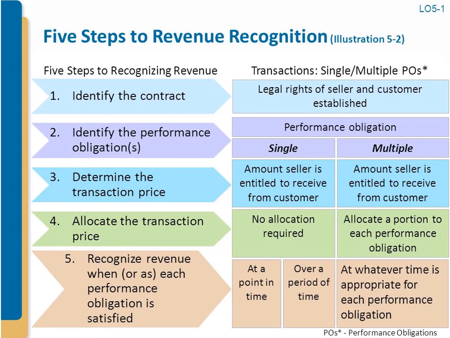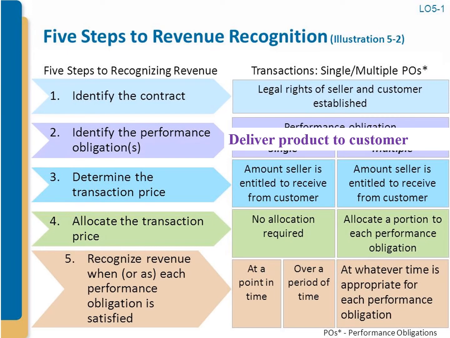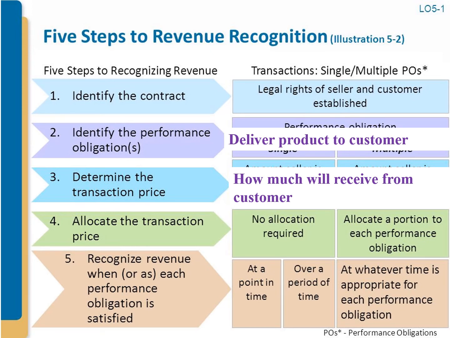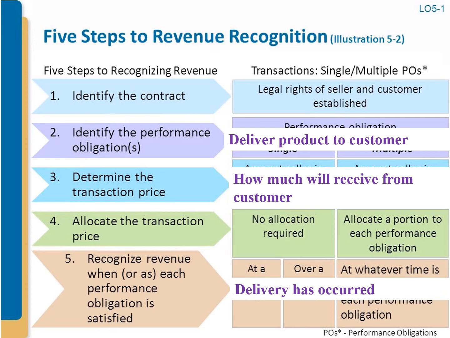321, what did we learn about sales? The 5 steps: identify the contract, identify the performance obligation. What's that? Our obligations to deliver the product to the customer. Determine the transaction price, allocate the transaction price to the different performance obligations. Well, we're not going to do multiple performance obligations. How much are we going to actually receive from the customer? And when do we recognize revenue? When we satisfy the performance obligation, when the delivery has occurred.